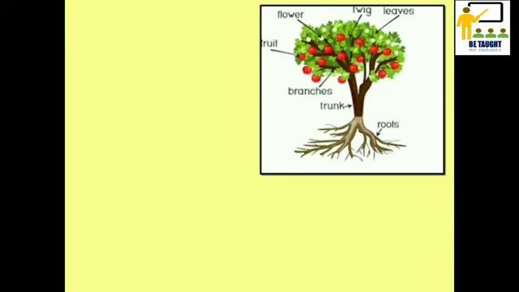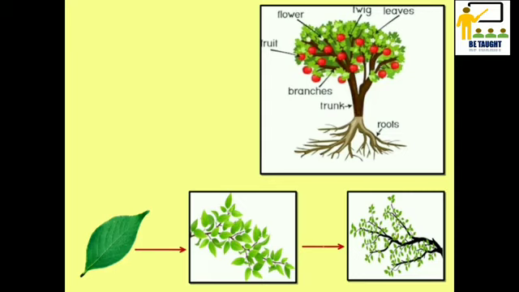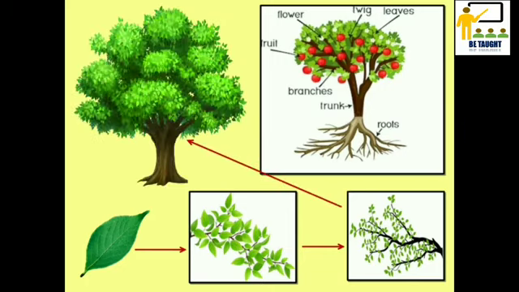Which is the smallest part of a tree and what is it attached to? The smallest part of a tree is the leaf, and when more leaves are there, they are attached to branches. How many big branches does the trunk of the tree have? The trunk of the tree has 2 to 3 big branches.